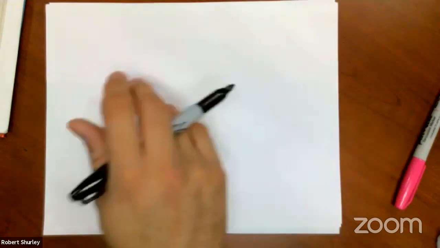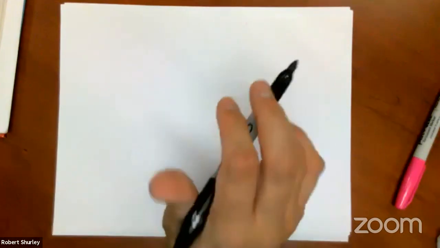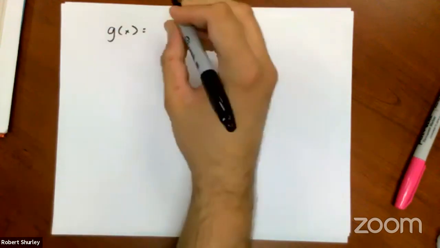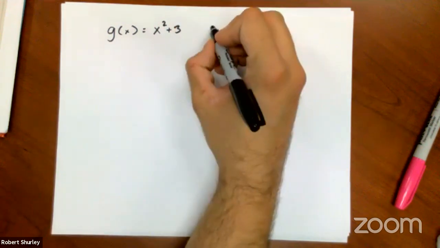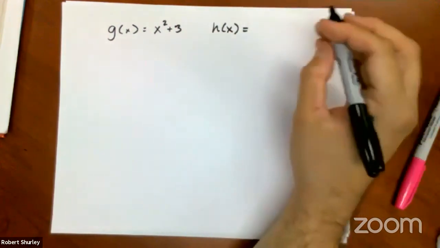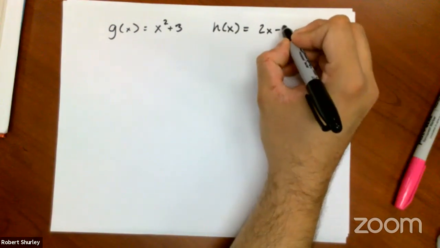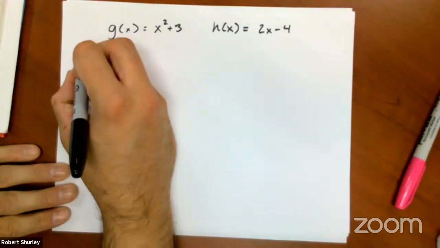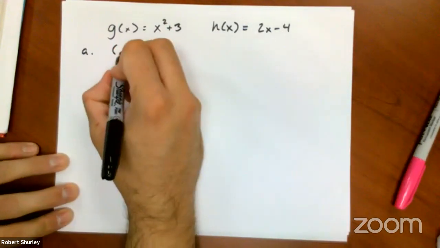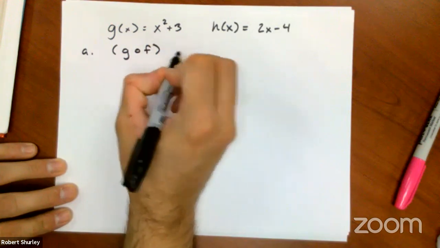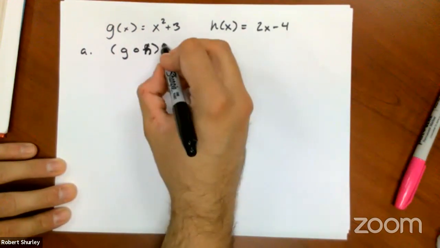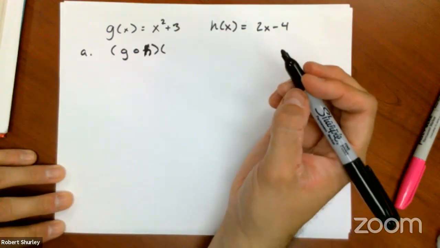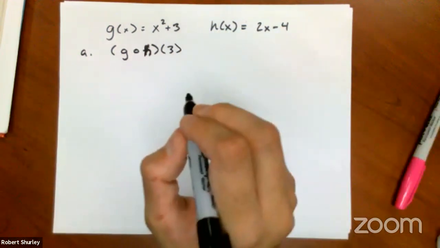So let's look at one where I don't ask you to find the equations and I just start with a number. Let's say g of x is equal to x squared plus 3, and let's say h of x is equal to 2x minus 4, okay? But instead of asking you to find the composition of x, let's say I ask you to find g composed of h of 3.